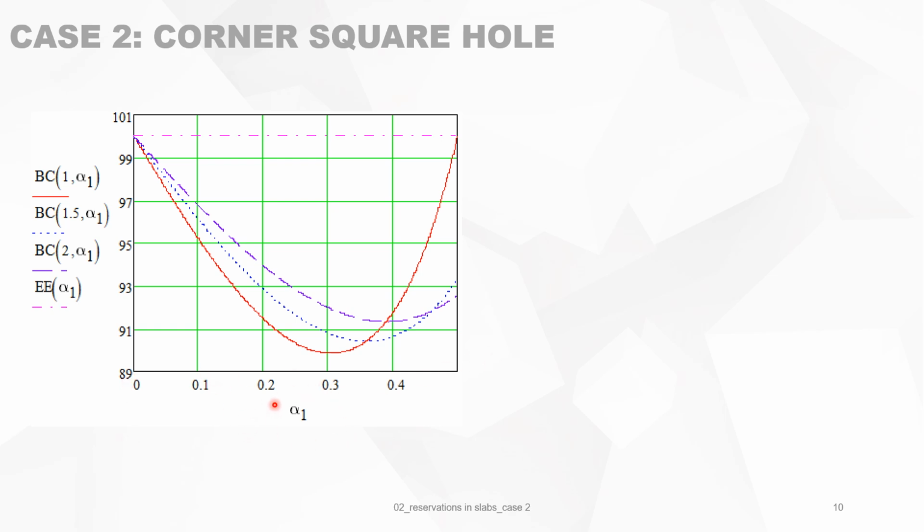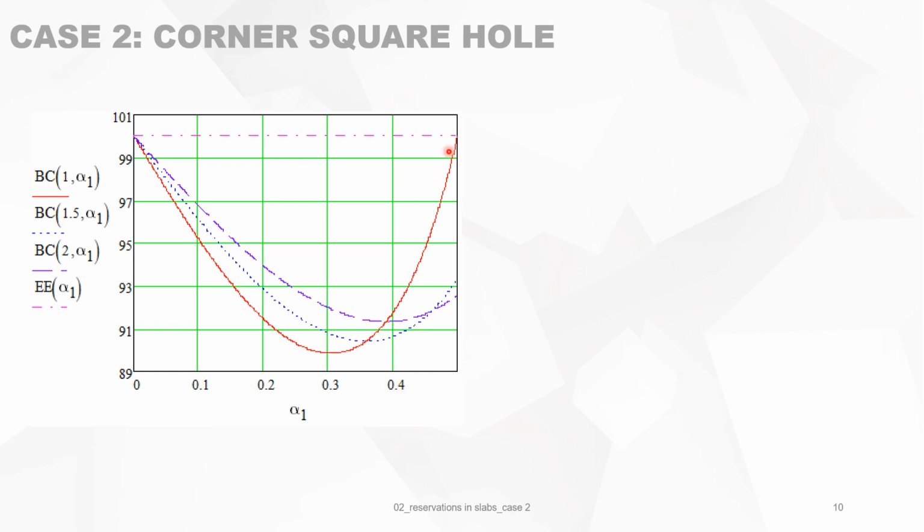Now what you see from this graph, on the x-axis, is the dimension of the reservation in the slab, the dimension of the reservation divided by the smallest dimension of the slab. So for instance, at 0.4, you have 0.4 times A, which is the dimension of the hole in the slab.